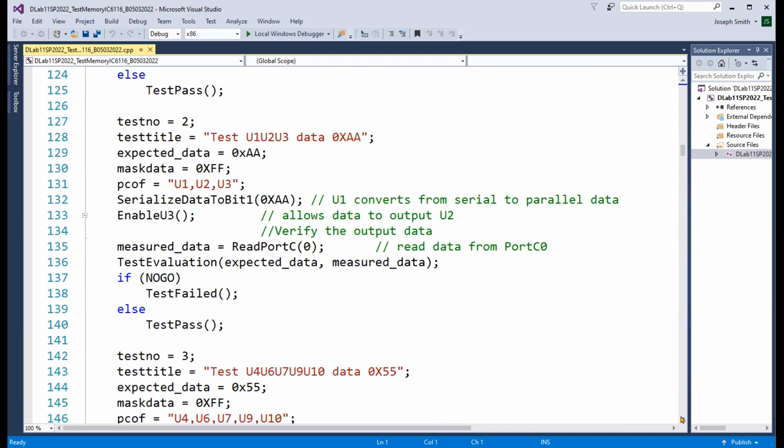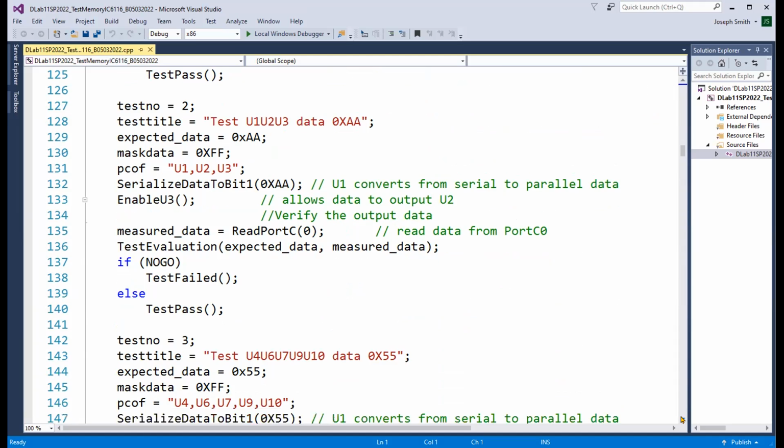Test 2, go down to test 3. Here's test 2. Go down, go see test 3. Test 3 is coming up right now. Okay. Test 3, you didn't do anything. You did exactly the same thing as test 1. So test 3 is wrong.